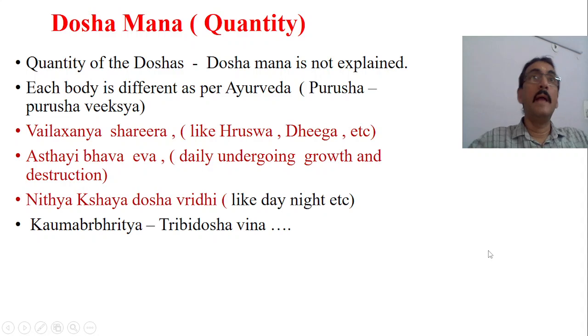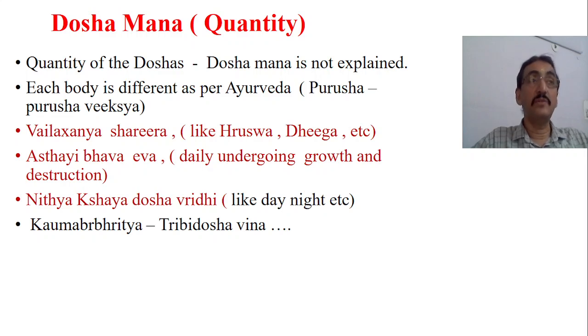Now, another important aspect which is related to the dosha is dosha mana, that is dosha quantity. A lot of things have been told about this dosha mana, the quantity of the doshas. Now, actually, in the classics, the dosha mana is not explained. Why is dosha mana not explained? Each body is different as per Ayurveda.